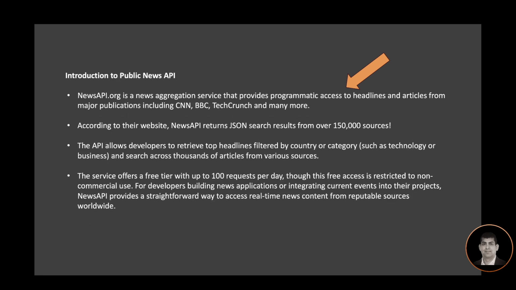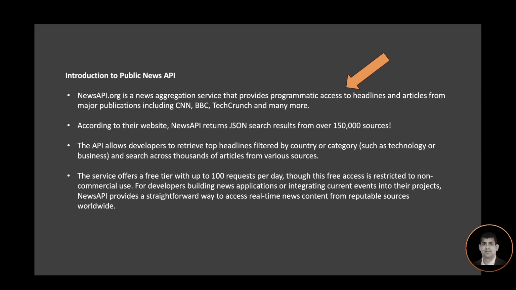So let's look at the public News API. newsapi.org is a news aggregation service that provides programmatic access to headlines and articles from major publications, including CNN, BBC, TechCrunch, and many more. According to their website, News API returns JSON search results from over 150,000 sources.